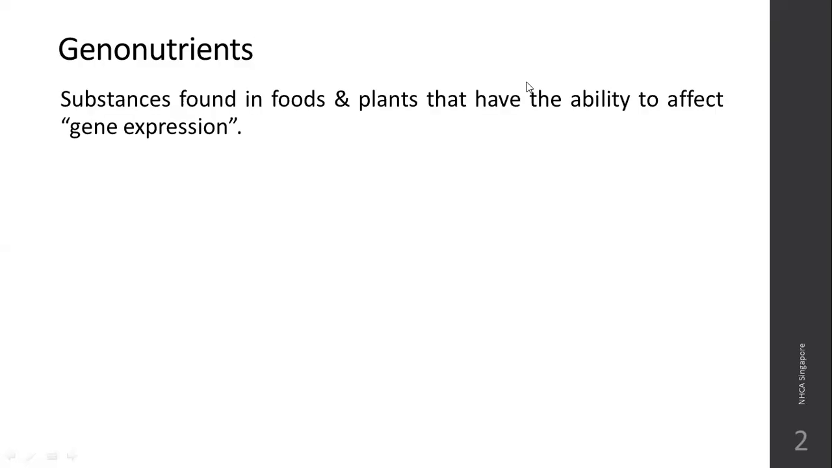So first is genonutrients. What are genonutrients? These are substances that you find in nutrients, like antioxidants, anti-inflammatory agents, vitamins, minerals, found in food and plants, which also have the ability to impact your gene expression, how genes will show up and act in your body, how genes carry the blueprint of how your body has to work. This blueprint is affected by your nutrients, so those nutrients are called genonutrients.